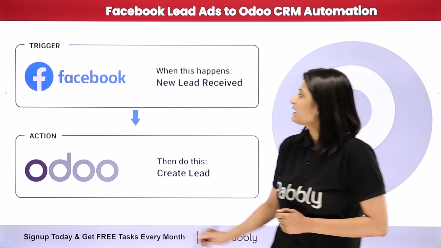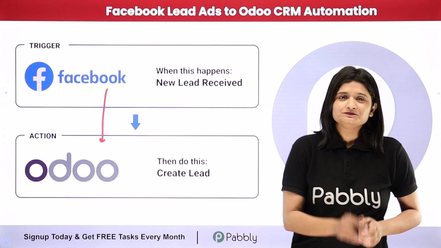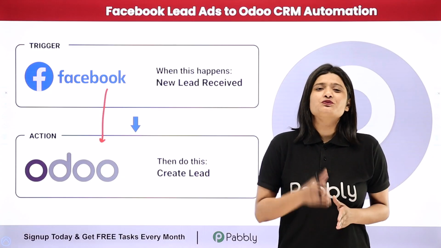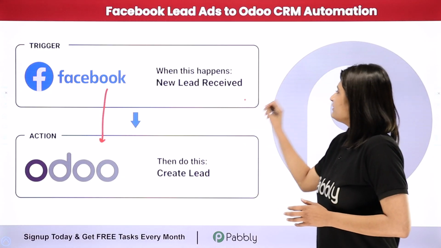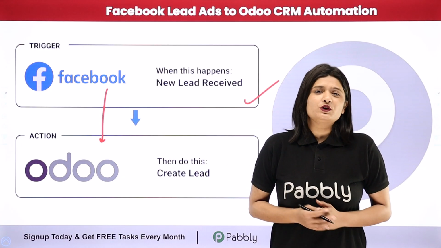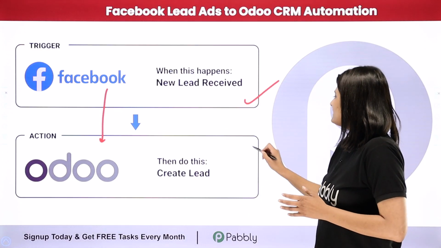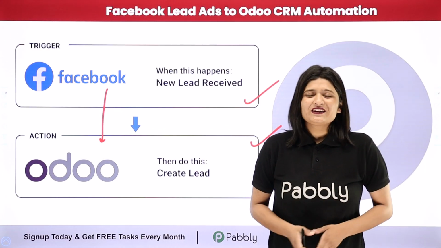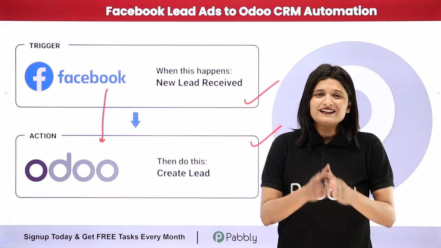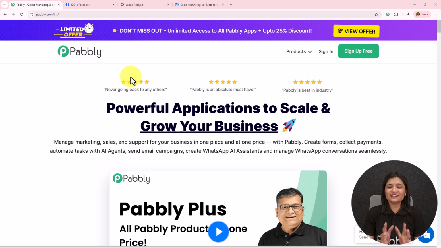Here I just need to build a connection between Facebook lead ads and Odoo. With the help of Pabbly Connect, I'm going to build this connection in such a manner that whenever I receive a new lead from Facebook lead ads, it is automatically added as a lead in my Odoo CRM. Now if you want to learn the step-by-step process, then let me take you all to my screen. Welcome to my screen everyone.